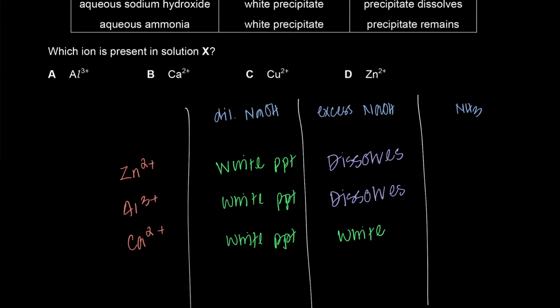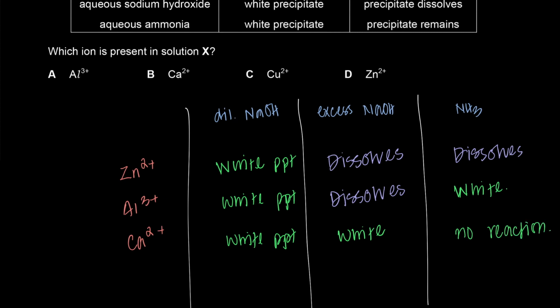Now, how do you differentiate between zinc and aluminum? When you add ammonia, ammonia will dissolve the zinc precipitate, but it does not dissolve the aluminum one. Sorry, I think I used the wrong color. So this will dissolve, and this will give you a white precipitate, so you know the difference between the two. And there is no reaction over here, so it just doesn't really matter.